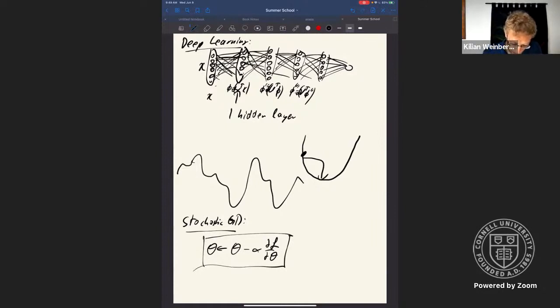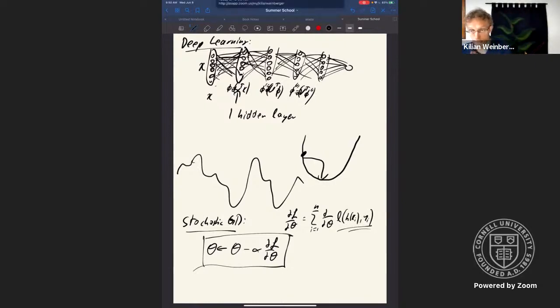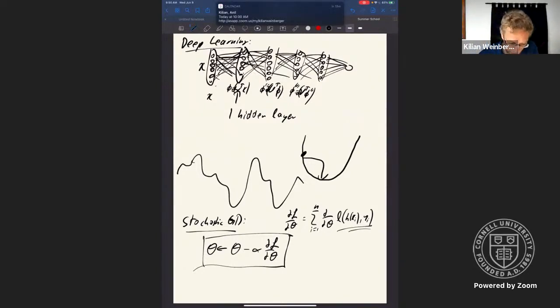But what is the gradient of the loss? It is the sum over all our data points of the gradient of the loss on every single data point, L of h of xi comma yi. Thumbs up if you're with me. Okay, good.